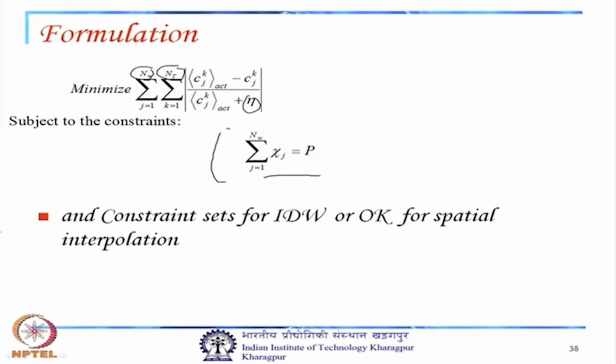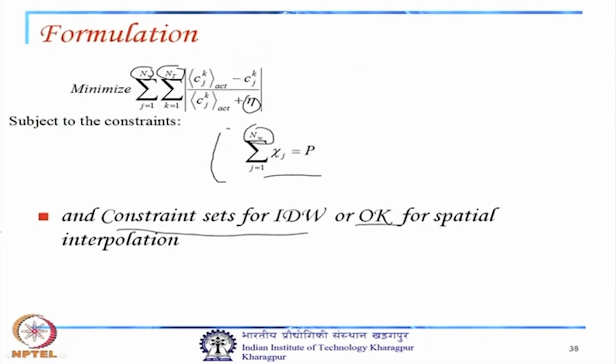And this is the cost constraint. We can install only p number of monitoring wells out of these NW possible potential monitoring wells, and we have IDW or ordinary kriging for spatial interpolation.